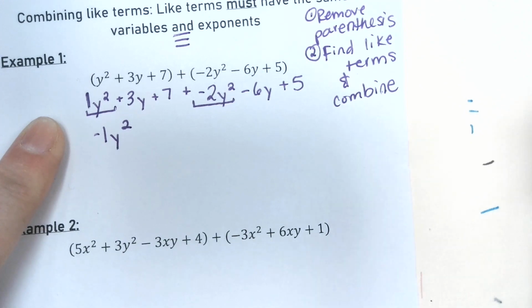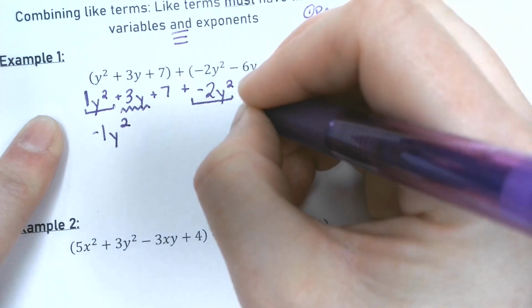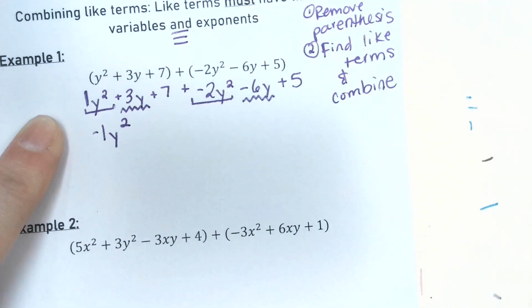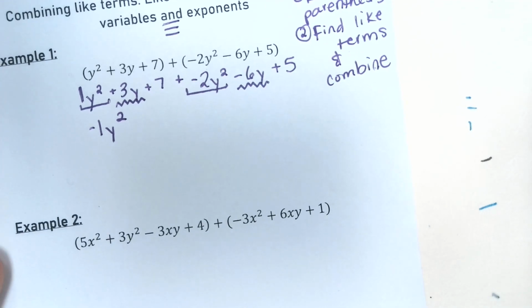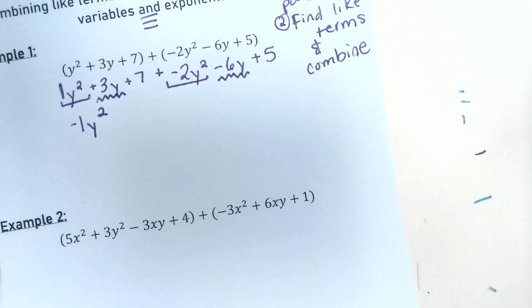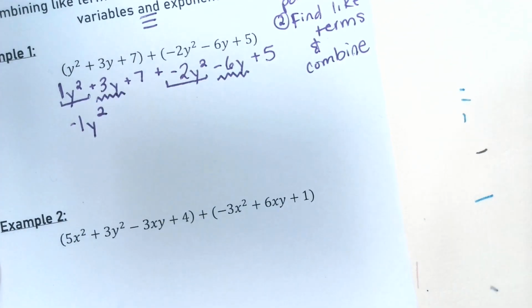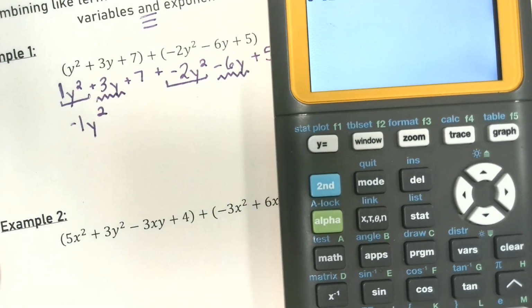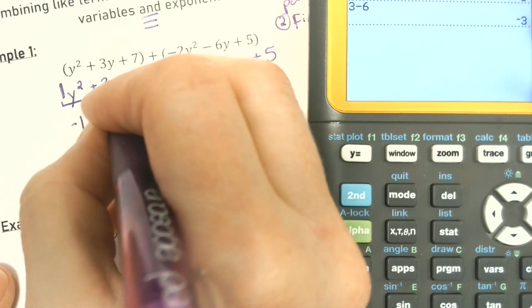Now I'm going to do just the ones that have y's. So I'm going to put little squigglies like this underneath the y's. Now I have 3y minus 6y. So if you want to, put in the calculator, 3 minus 6. So it's negative 3, keep my same y.